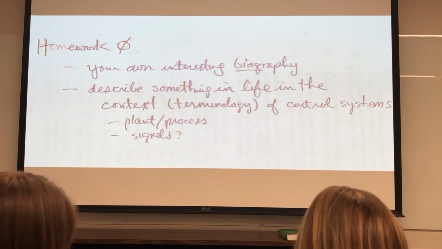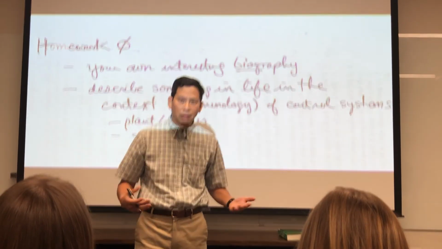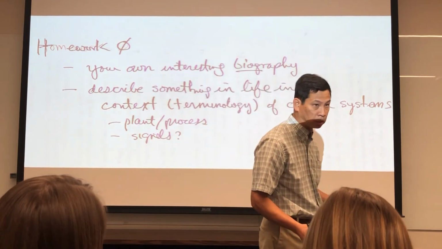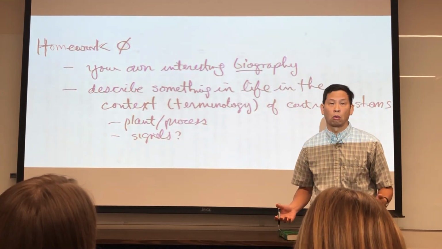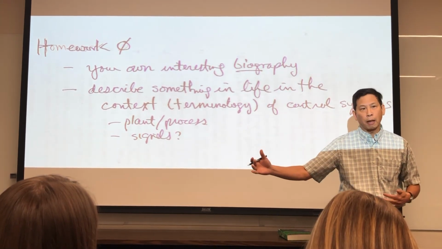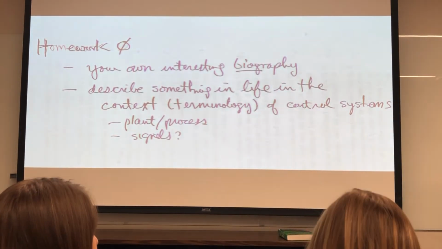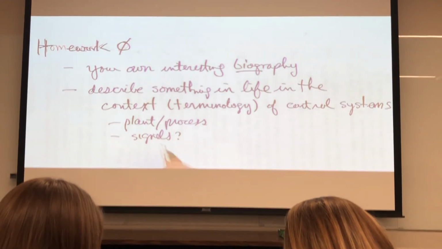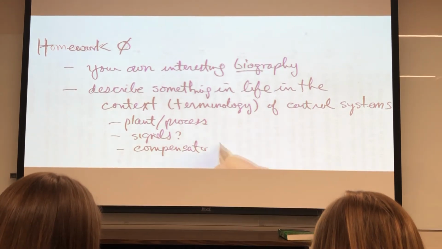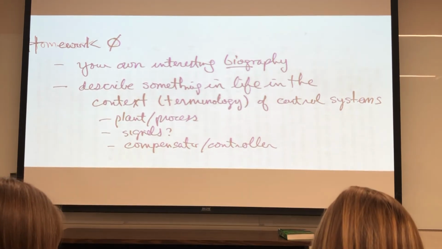Guys, how many of you here are hunters? Any hunters? Okay, you got a dog to hunt with? You got to train that dog, right? So maybe the thing of interest to you is how do I train my dog to turn it into a hunting dog? So the process is the dog. What are the inputs to the dog? What are the outputs? What is the desired behavior? What is the controller in this picture? Use the terminology: what is the plant, what is the process, what are the signals, what is the compensator? Find something interesting to describe.